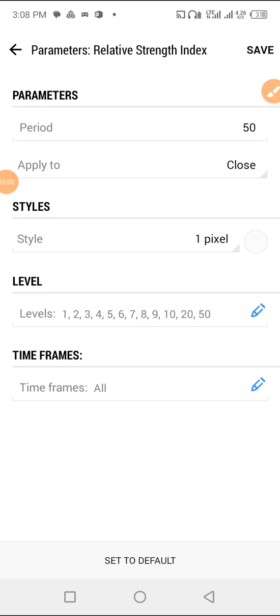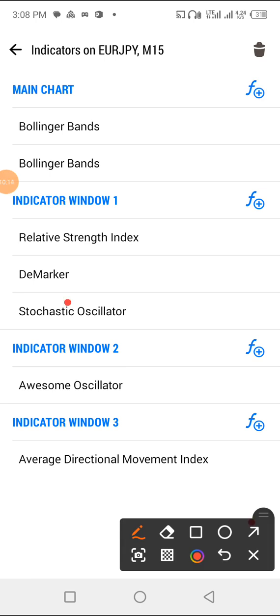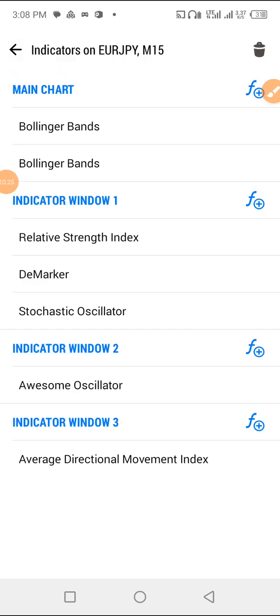Now you add, this time around you are not going to create another new indicator. You are going to click on F plus on this window 1 to add your DMARC indicator. Your DMARC indicator should be period 14. You can use any color as your style. You add it, then click save.